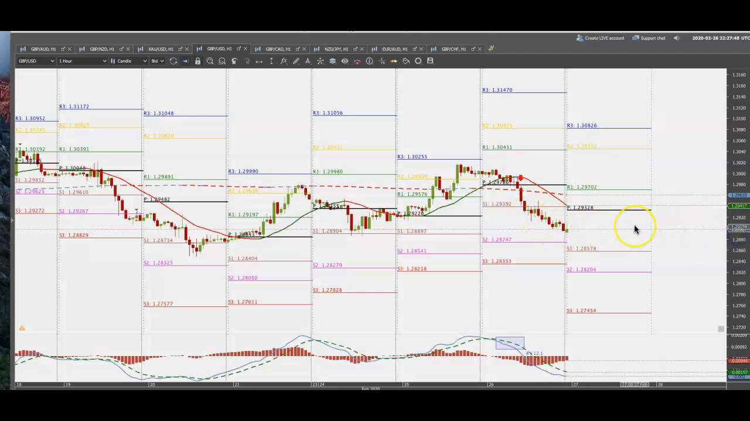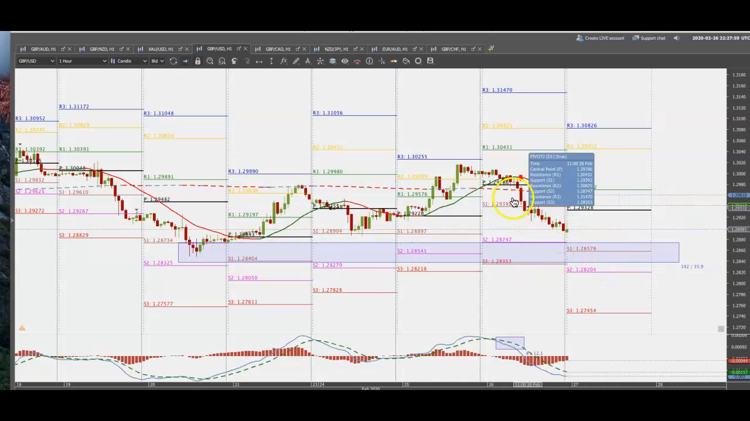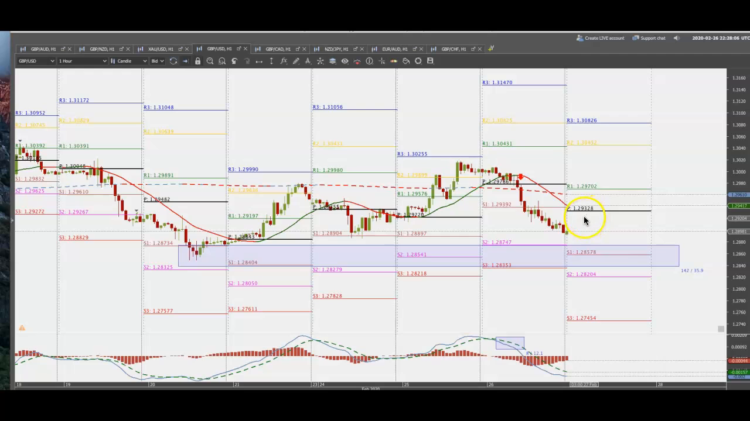Now again, we're in a downtrend, but we have strong support levels from last week all the way down here. So expect price to possibly retrace to the 129.32, which is the central pivot point. If you're going to short, that would be an ideal area to take a short position and then target this level of support.